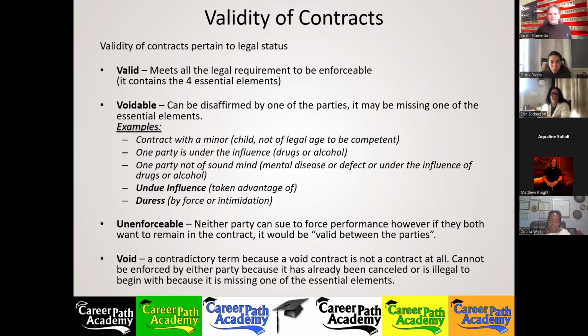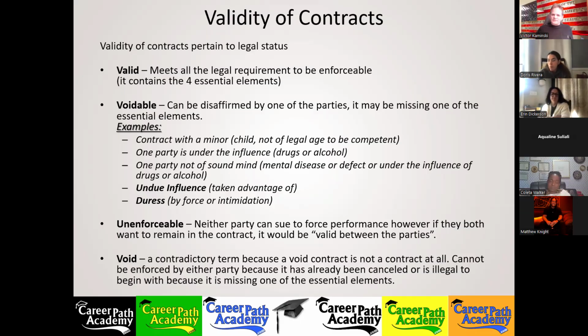Those kinds of contracts can be disaffirmed by one of the parties because they were taken advantage of or they were under great duress. Now, an unenforceable contract may seem on the surface to be valid. However, neither party can sue to force performance.